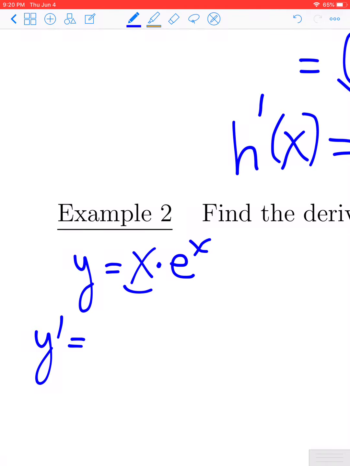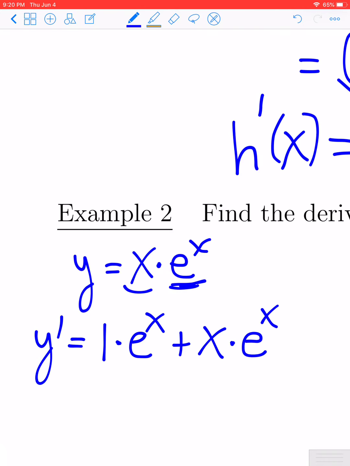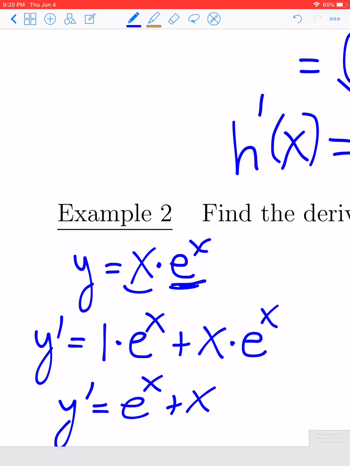Product rule says we do the derivative of the first term. The derivative of x is 1. Leave the second term alone, so times e to the x. Plus, now we have the first function, x, times the derivative of the second function. Well, the derivative of e to the x is simply going to be e to the x. So our derivative is going to be e to the x plus x e to the x.